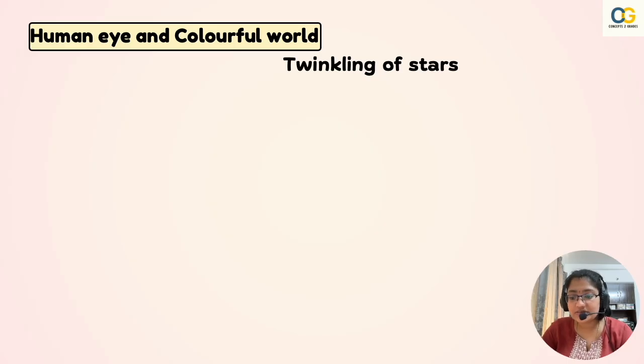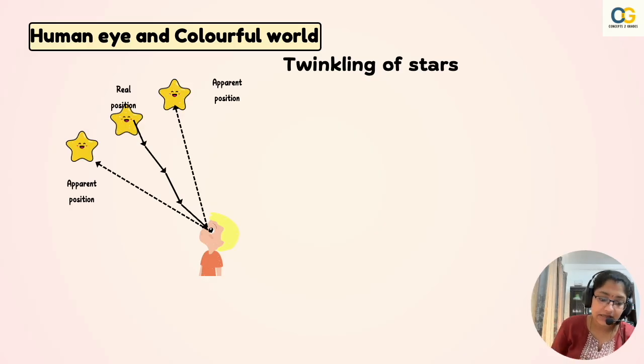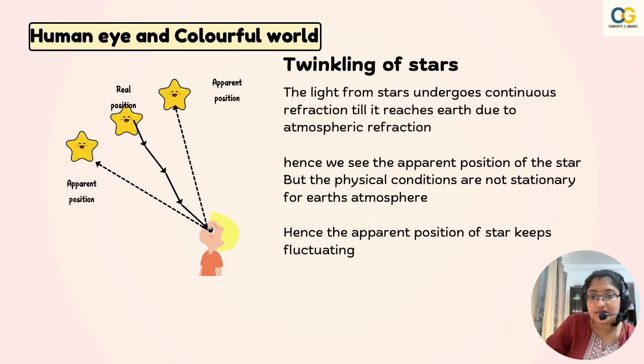So the twinkling of stars occurs because, now this is the real position of the star. It undergoes so much refraction as it passes through the atmosphere. At one point it appears at one position, at another point it appears at another position, but the star is at the same place. It is just the refraction which makes you feel that it is switching its position. That is how the stars appear to be twinkling, and this position keeps fluctuating, which causes that twinkling effect.